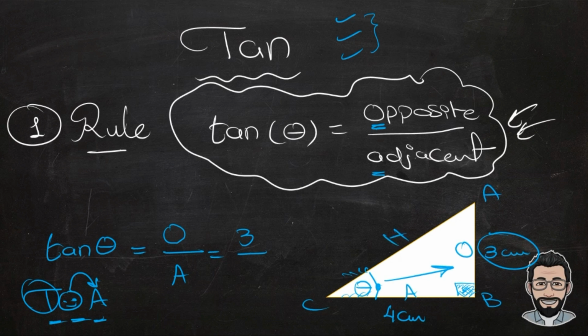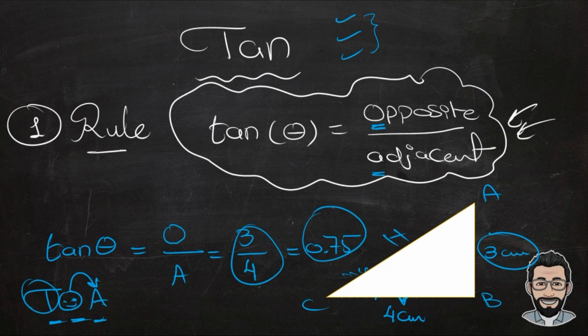So 3 over opposite side, which is 3 over the adjacent, which is neighboring to theta, which is 4. So we wrote it as a fraction. Or maybe he's going to ask you to write it as a decimal. So it's going to be 0.75. So this is the first one.